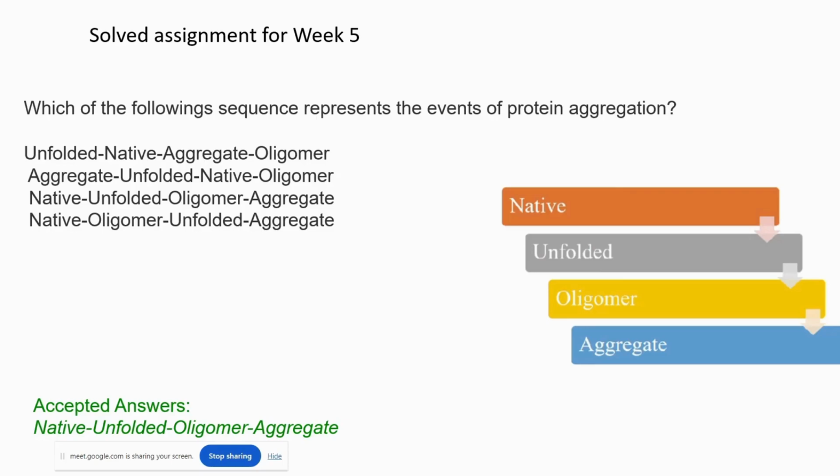Did you answer this one? Native, unfolded, oligomer, and aggregate? Yes, so this is the correct answer. Usually the protein would be in the native state, but due to some external factors, it will get converted into unfolded, and then it will form oligomers and it will become an aggregate.